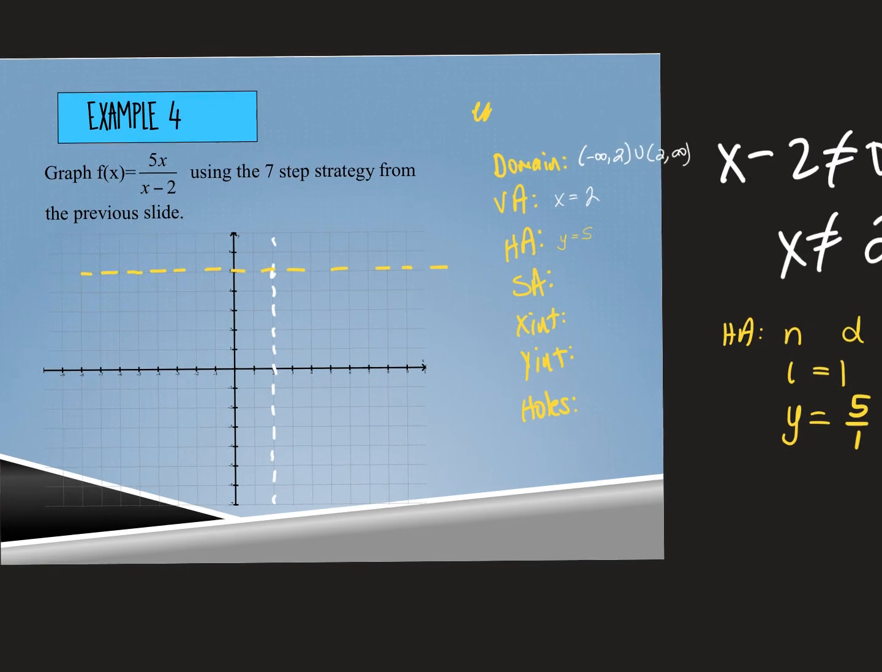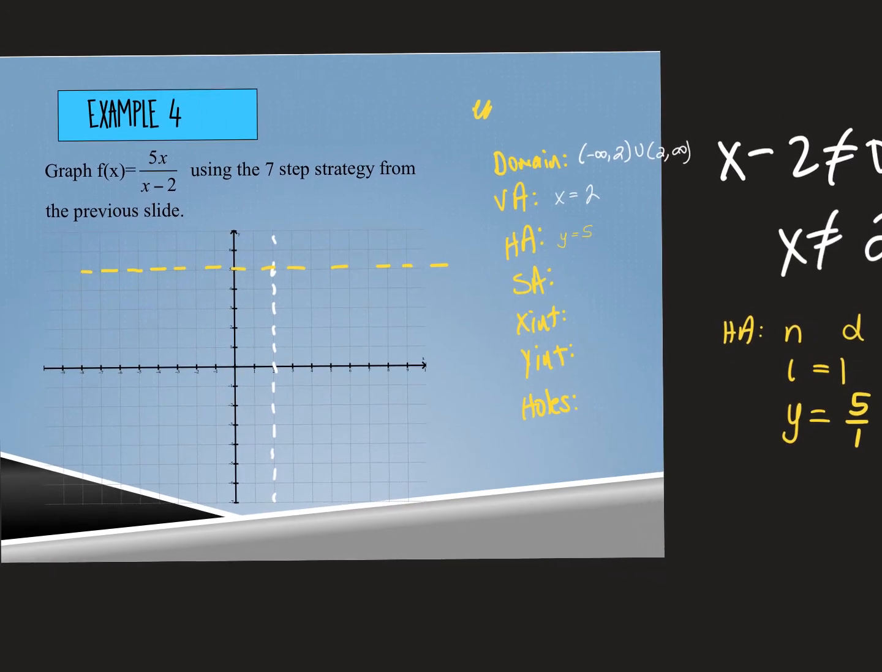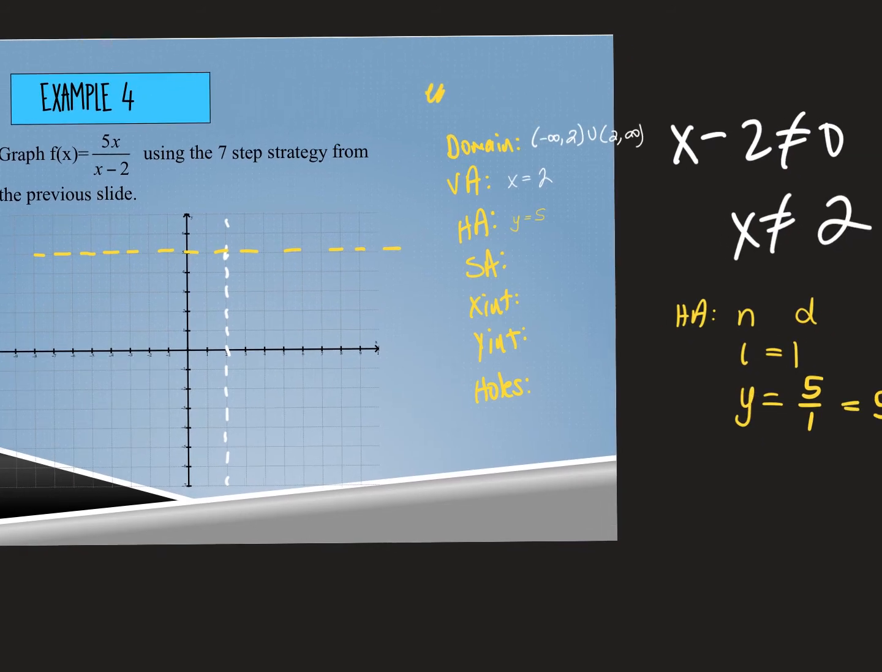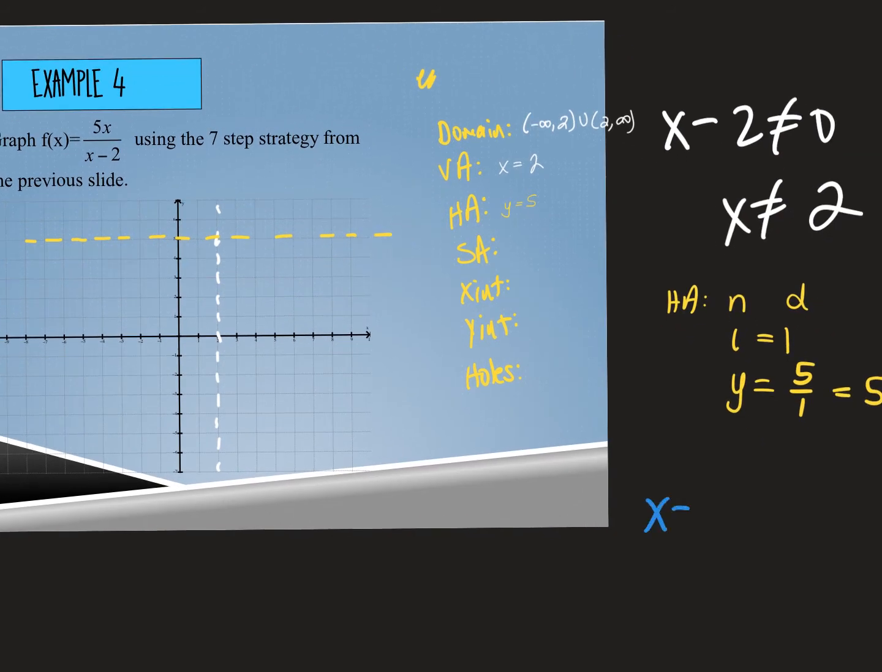So slant asymptote. Look at your cheat sheet. Tell me how you find a slant asymptote. Long division. Okay, so I'm going to say x minus 2 into 5x. How do we write our answer? Our slant asymptote needs to be written in what? What kind of form? What is it?